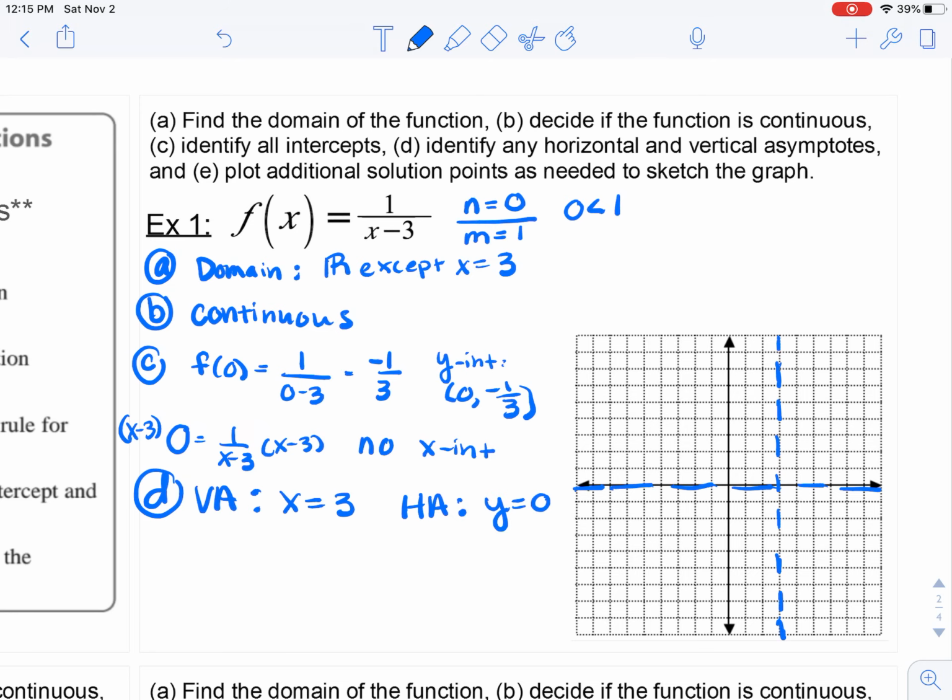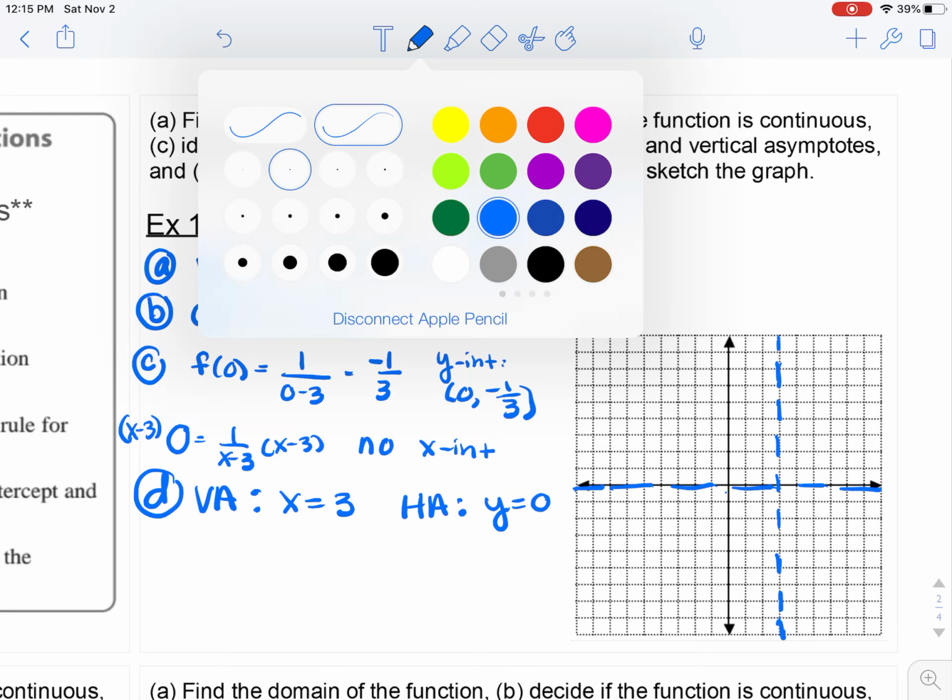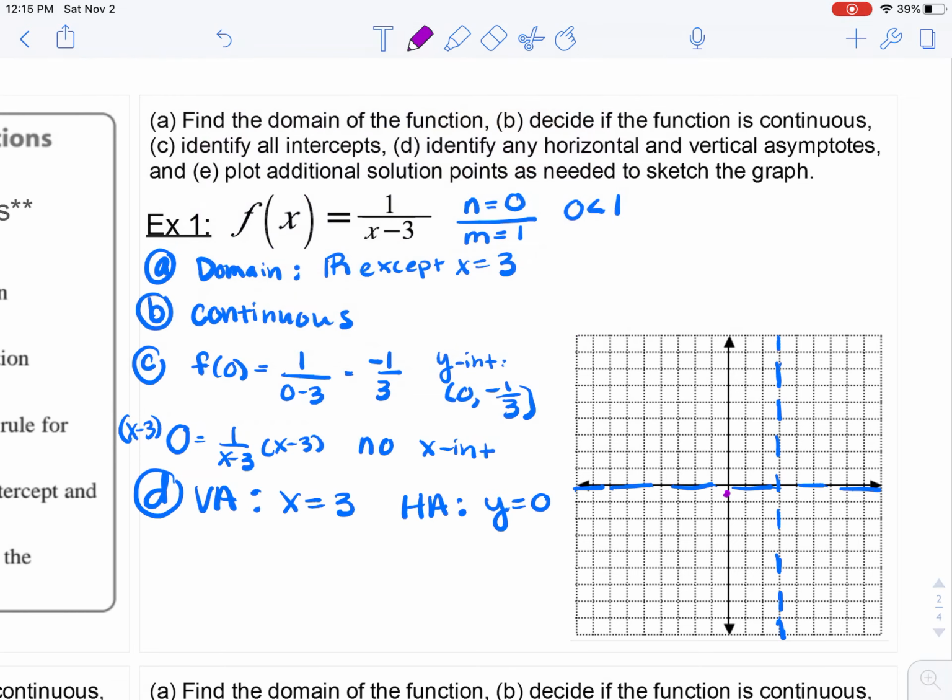It looks like at (0, -1/3) is our y-intercept. So that would just be a little bit below that x-axis there. And so part E says plot additional solution points as needed to sketch the graph.